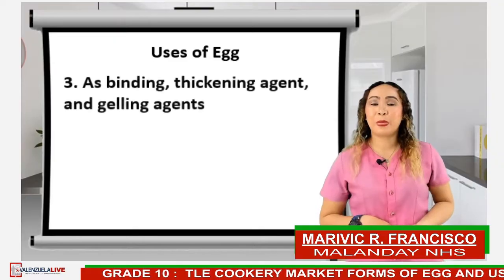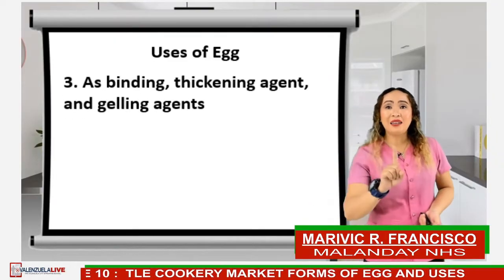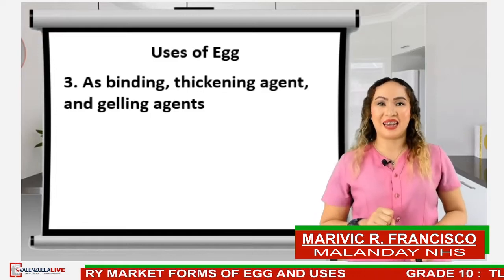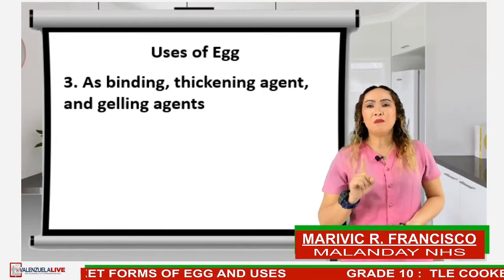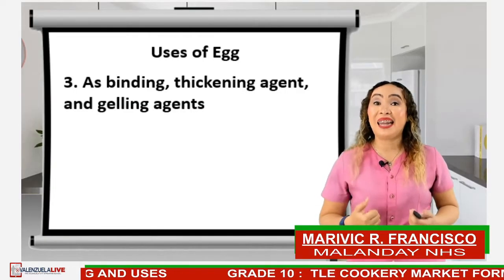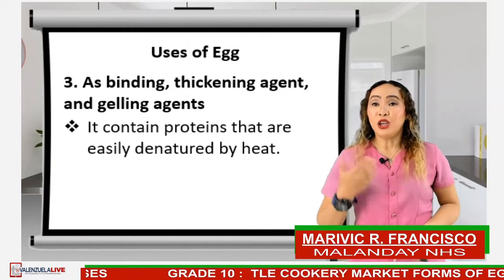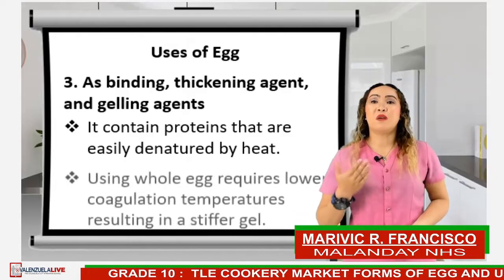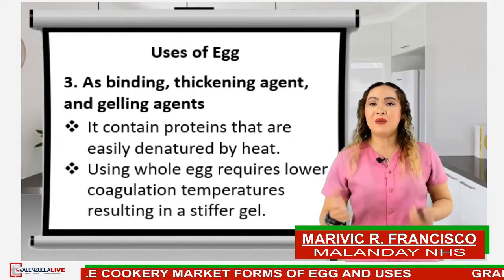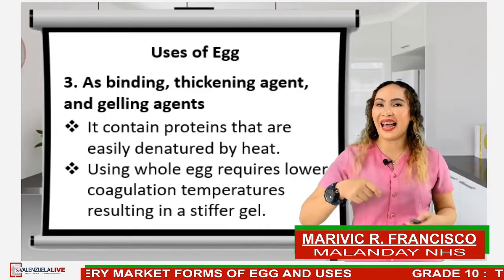And next, as a binding or thickening agent and gelling agent. It contains proteins that are easily denatured by heat. Using whole egg requires lower coagulation temperatures, resulting in a stiffer gel.